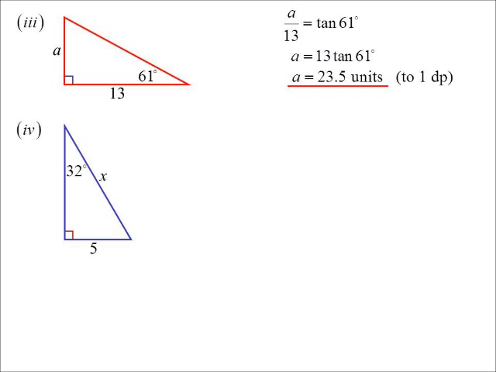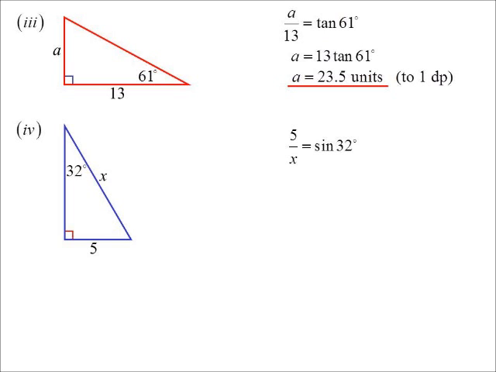The second one where we're finding a side where it is the hypotenuse. Now I could go x over 5 and use a reciprocal ratio, but unfortunately our calculators don't have the reciprocal ratio button, so it's usually easier to stick with one of the three main ones.